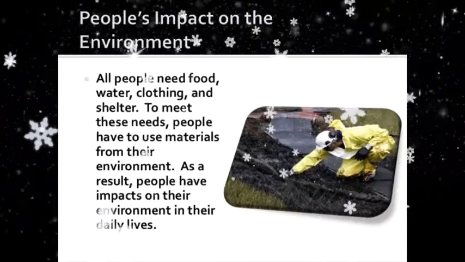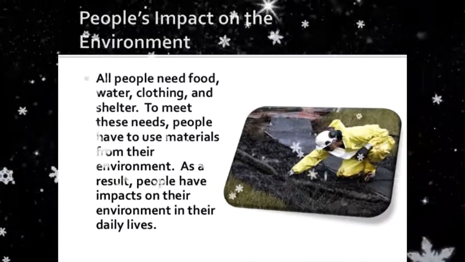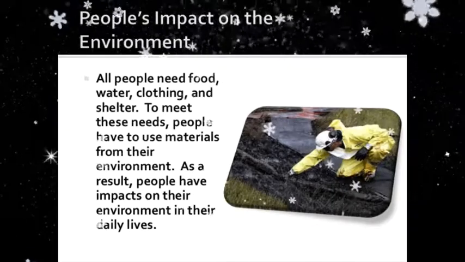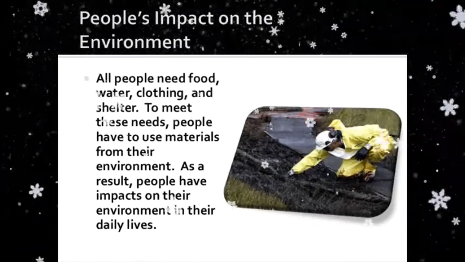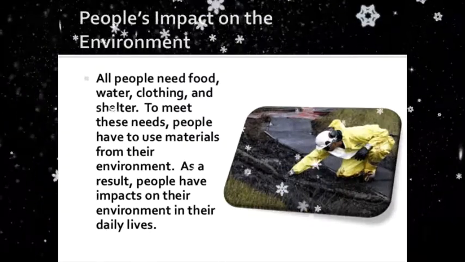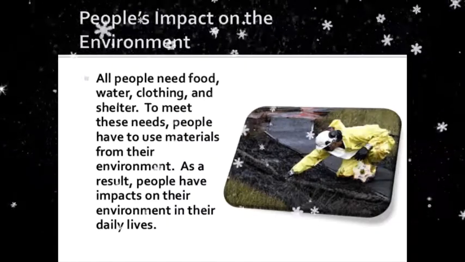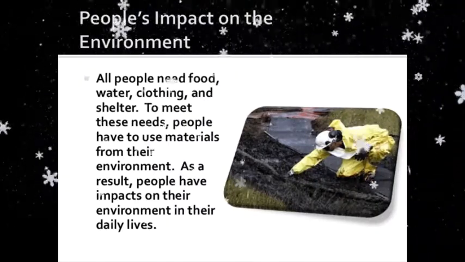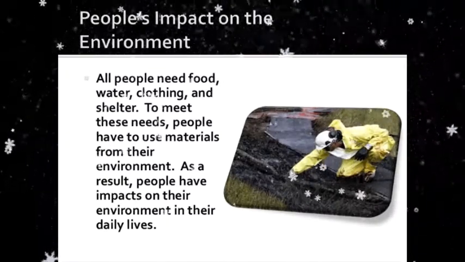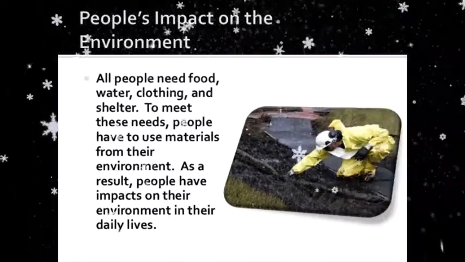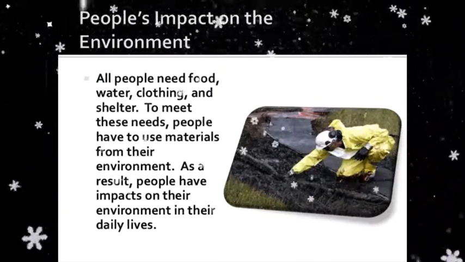So, all people need food. Yes, of course, not just all the people, but the animals as well as the plants. All living things in this world need food, right? Food and water and clothing are very important for us as humans. We need water, we need food, and of course shelter as well as clothing. So we have to use materials from our environment. As a result, people have impacts on their environment in their daily lives.